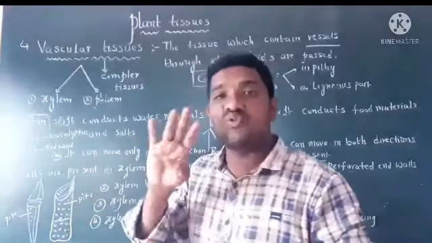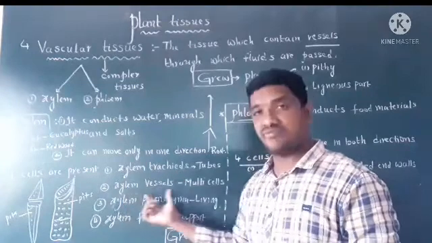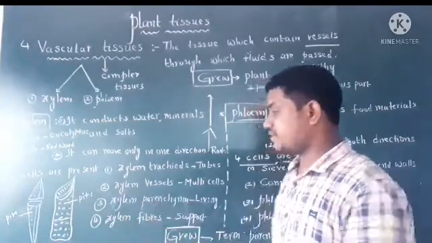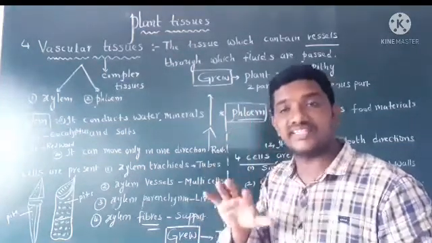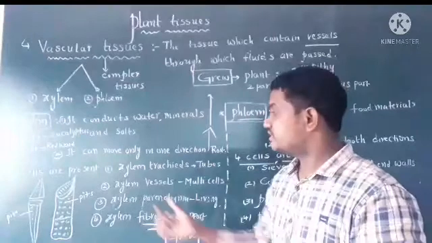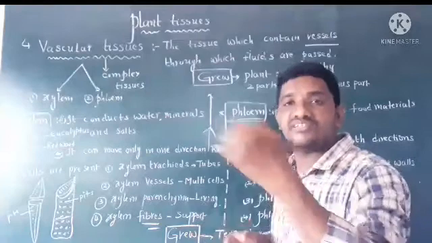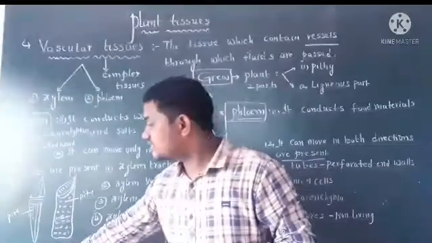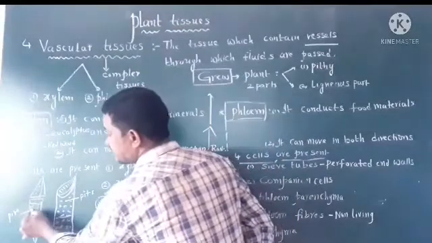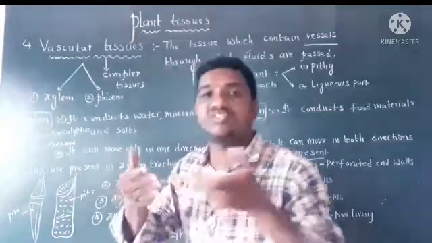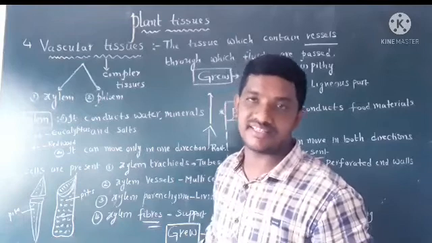Xylem tissues contain four cells. Those are xylem tracheids, xylem vessels, xylem parenchyma, xylem fibers. These are the four kinds of cells present inside the xylem tissue. Xylem tracheids are tubes which help in transportation of water and minerals. Observe here, this is a xylem tracheid. Inside that, pits are present. It looks like a tube-like structure which helps in transportation of water, minerals and salts.